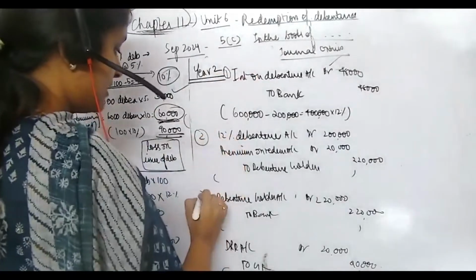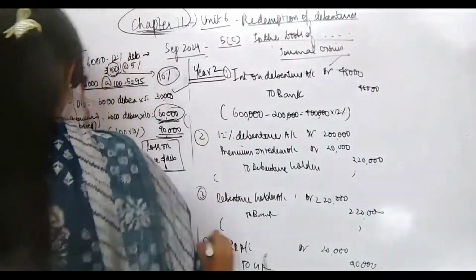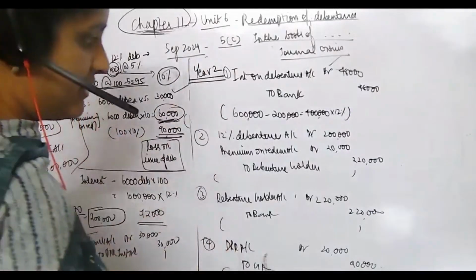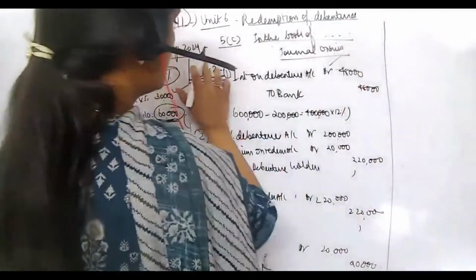This is the second entry. This is the third entry. This is the fourth entry. And this is the fifth entry that I have to pass. 5 entries. Okay. This is year 2.